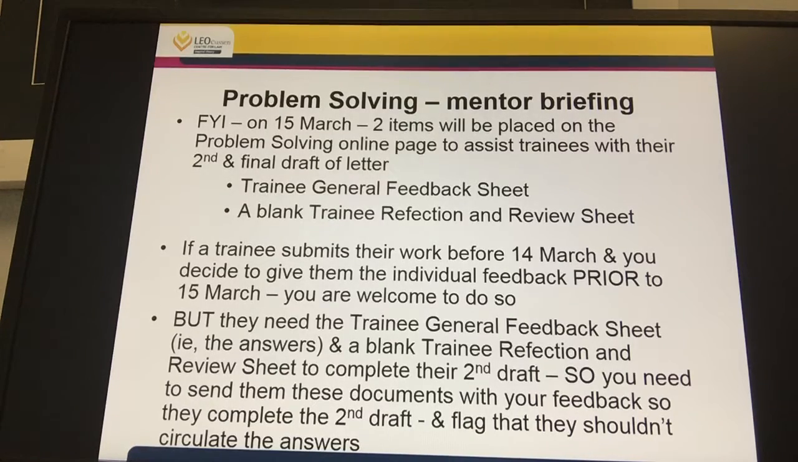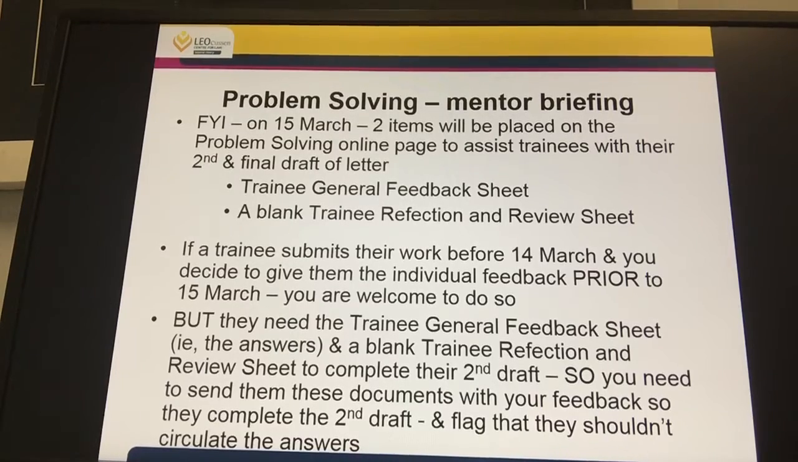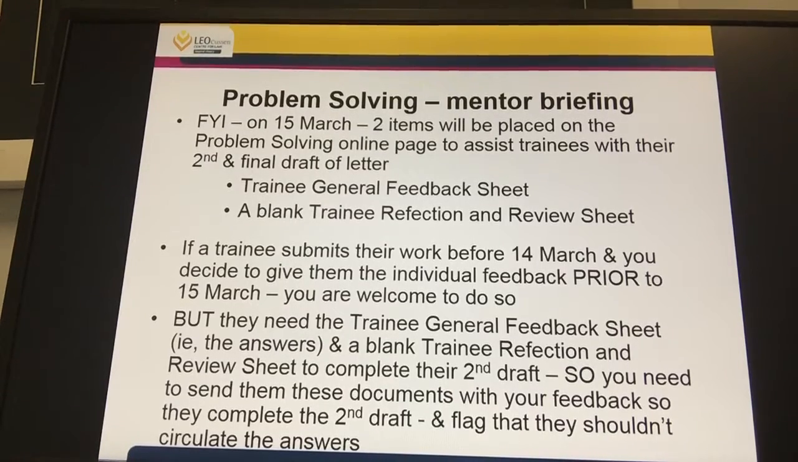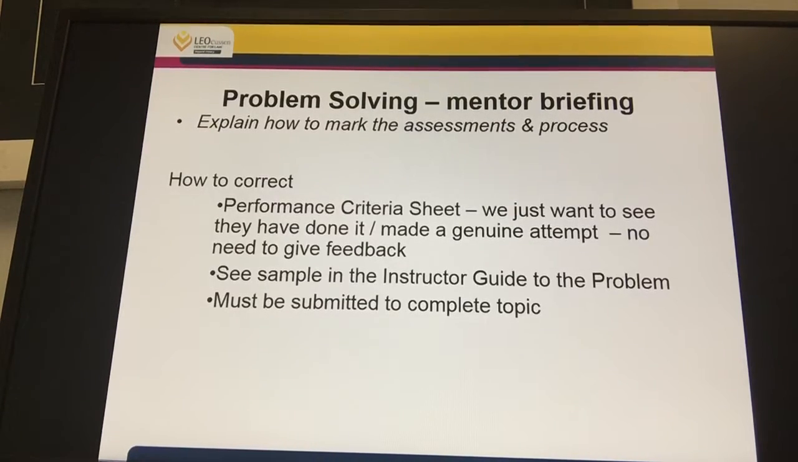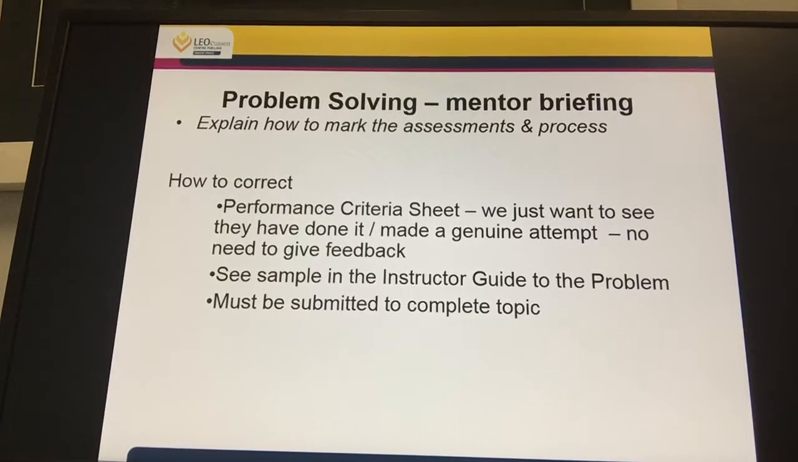There's a sample that deals with that. It just simply says, here is your individual feedback, here is the general feedback, here is a reflection sheet, please submit it by the next due date. So how to correct. Now, firstly, with the performance criteria sheet they submit, this is quite easy.